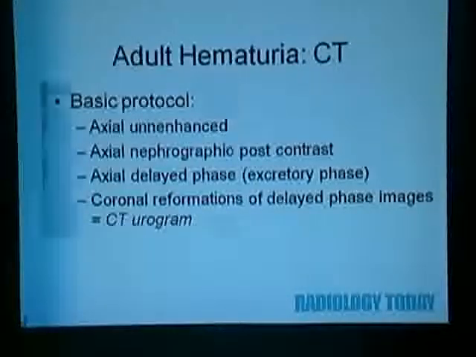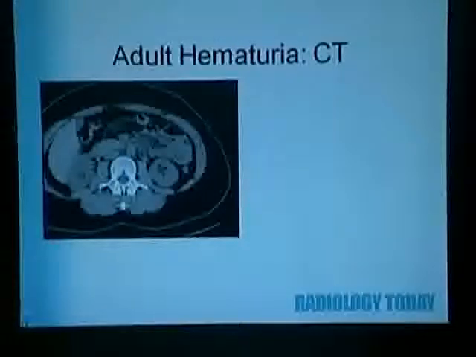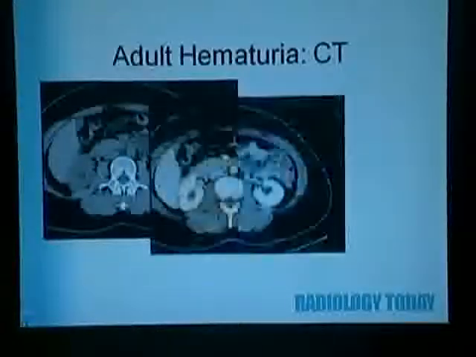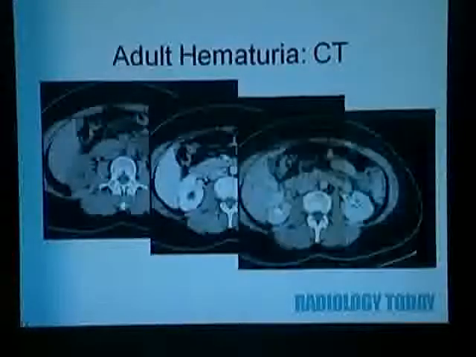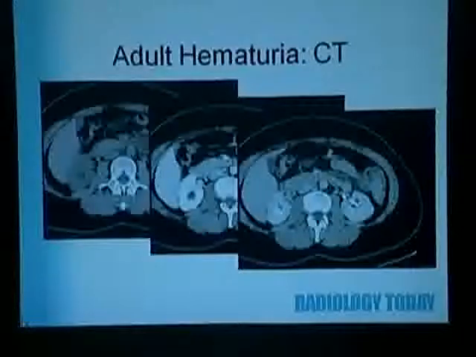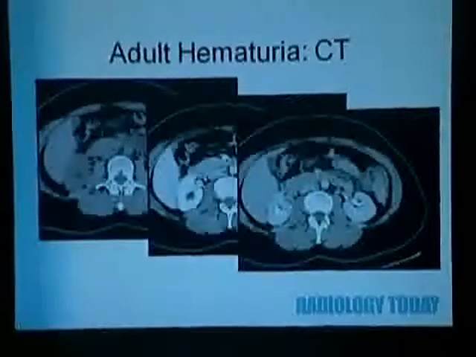And I'm going to show you that here. You have the unenhanced images as well as the nephrographic phase images. You can see there's a lot of enhancement within the kidneys. And then finally, we have excretory phase images with the contrast has moved into the collecting systems. So you get an evaluation of the renal parenchyma and then the collecting systems.